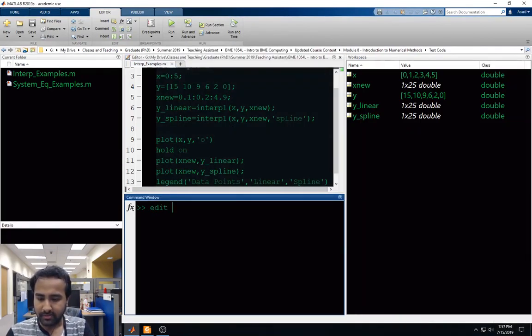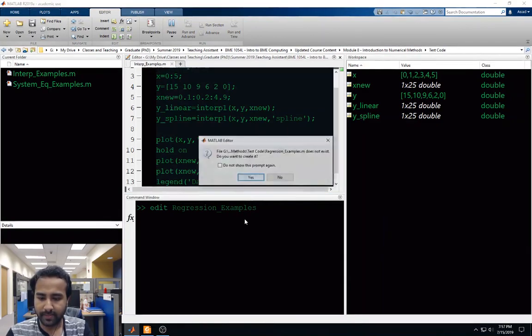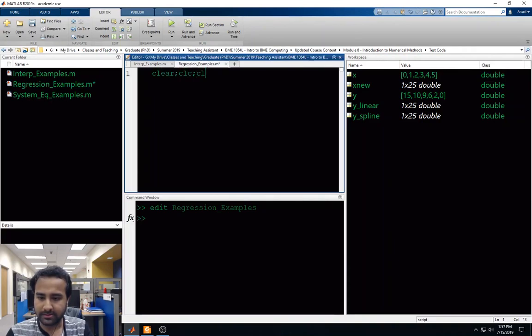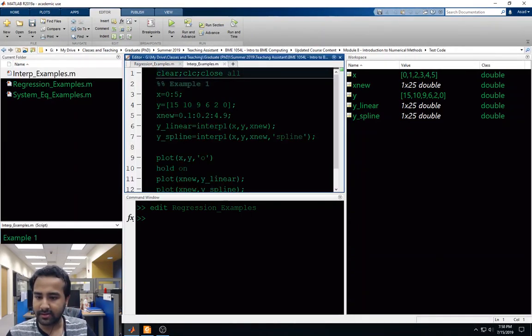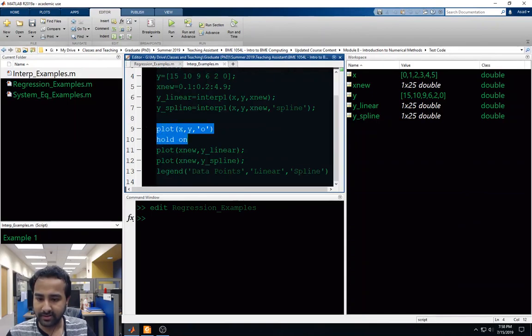So I'm going to make a new file. So edit regression examples. Clear, clc, close all. Let's call this example 1. So it's going to be x is equal to 0 to 5, and then y is 15, 10, I think it's the same as before. I think it is actually. So I'm going to go ahead and grab the plotting stuff from here.